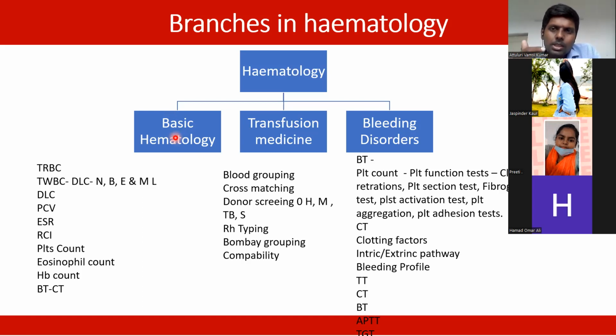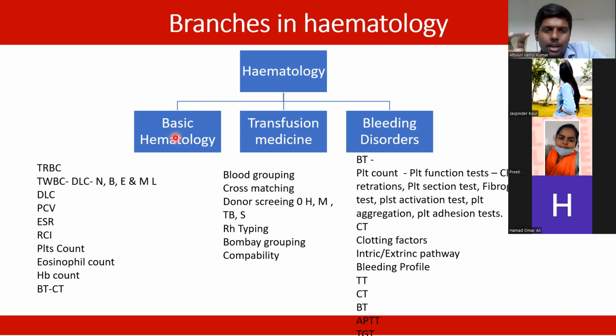Okay. Then we have the second branch, which is transfusion medicine. In transfusion medicine, we will go for detection of antigens and antibodies within the blood. Transfusion medicine is also for checking the compatibility of the donor's blood to the recipient's blood. Here we will usually do blood grouping, Rh typing, donor screening, and blood screening via the Coombs test, direct antiglobulin test, DAT, and indirect antiglobulin test. With this, we will work in transfusion medicine.